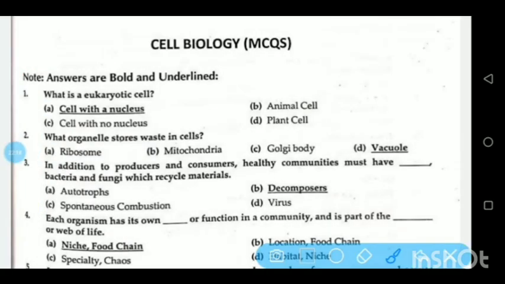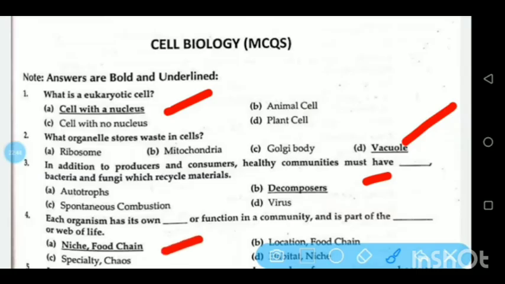Now it's time to revise cell biology MCQs. So let's get started. The first one is, what is a eukaryotic cell? Cell with a nucleus. What organelle stores waste in cells? Vacuole. In addition to producers and consumers, healthy communities must have decomposers, bacteria and fungi, which recycle materials.